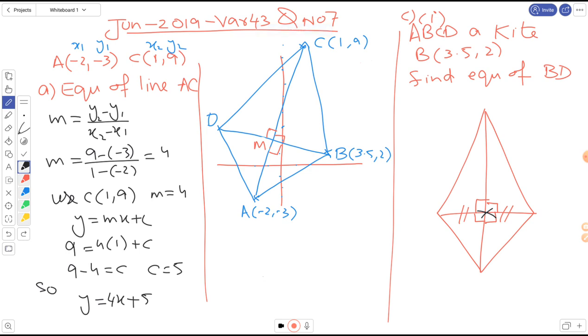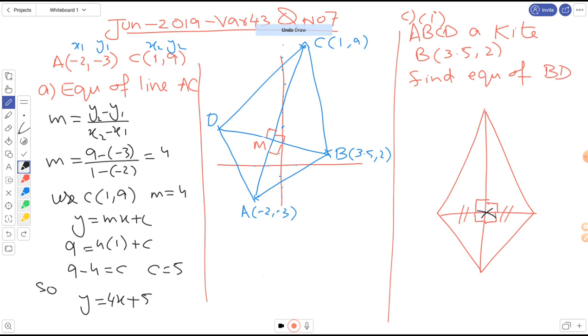Now here, what is my target? Equation of BD is my target. So you can see that I made a rough sketch. A coordinate is here, you know that it is -2, -3, and C is 1, 9. I plotted it. Okay, clear. And according to the given B coordinate 3.5, 2, I roughly sketched.